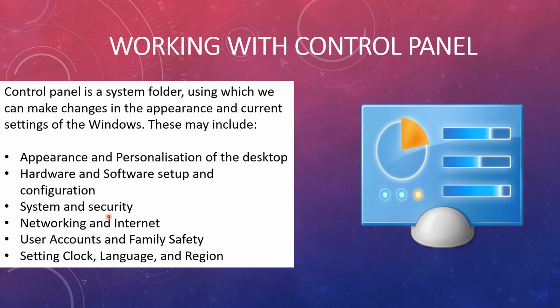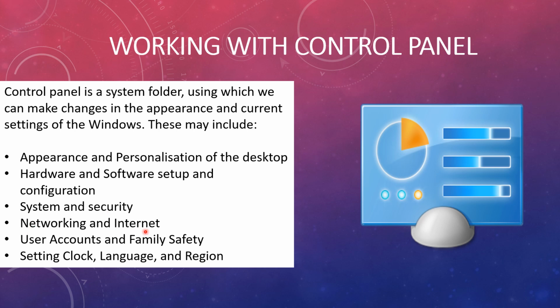Next is system and security. For your computer, you have to maintain the security of the system so that your data is not lost or hampered by any source like viruses and hackers. So you have to maintain the security of the system, and who helps us in doing that? With the help of the control panel, we can set certain security features so that the data is not misused by anyone.